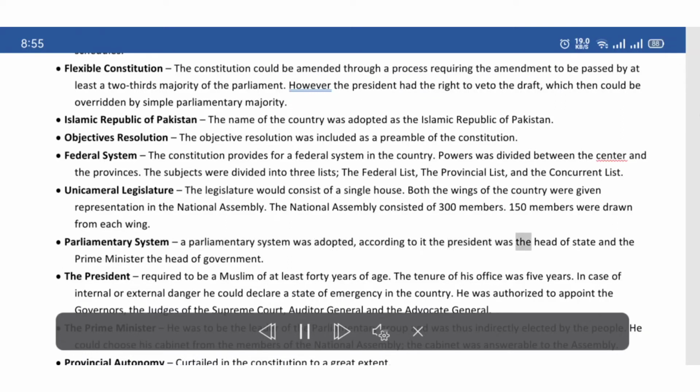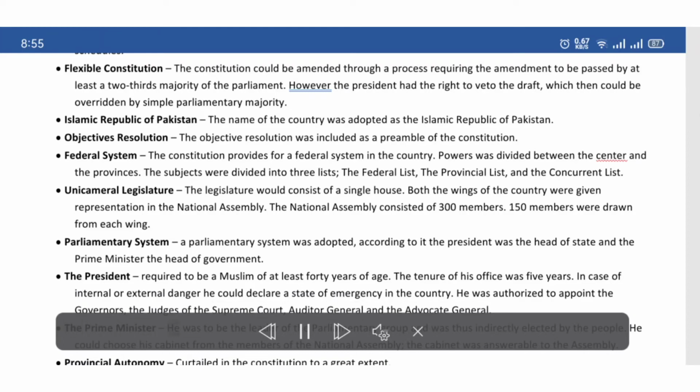According to it, the President was the head of state and the Prime Minister the head of government. The President was required to be a Muslim of at least 40 years of age. The tenure of his office was 5 years. In case of internal or external danger, he could declare a state of emergency in the country. He was authorized to appoint the governors, the judges of the Supreme Court, Auditor General and the Advocate General.